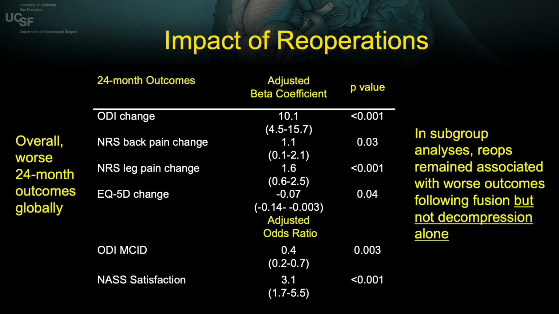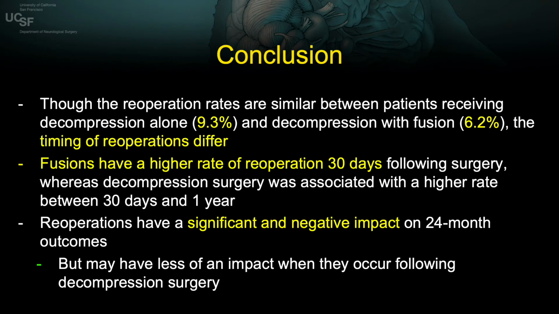In multivariable analyses, we found that reoperation occurrence was associated with worse 24-month outcomes for all our PROs. This persisted in subgroup analyses of those receiving fusion, but not in the decompression alone cohort. So in conclusion, though the reoperation rates are similar between patients receiving decompression and decompression with fusion, the timings differ. Fusions have a higher rate of reoperation within 30 days, whereas decompressions were associated with a higher rate between 30 days and 1 year. When reoperations occur, they have a significant and negative impact on 24-month outcomes, but may have less of an impact when they occur following decompression surgery.